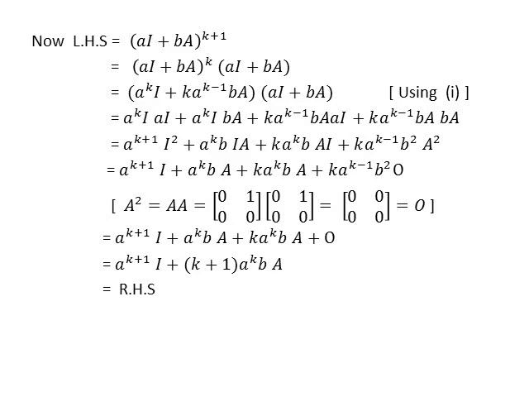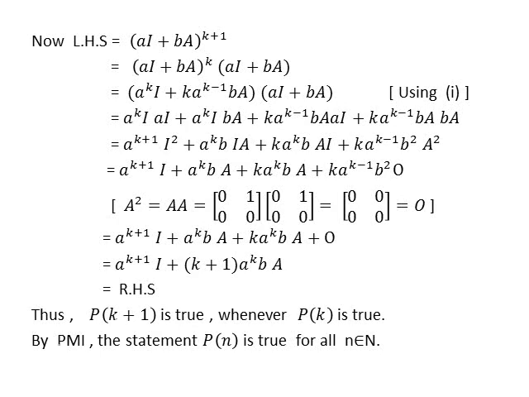So after simplification we get A^(k+1) I plus (k+1) A^k BA. This is the required right hand side. So the result is true for n equals k+1. It means the statement is true for all natural numbers.